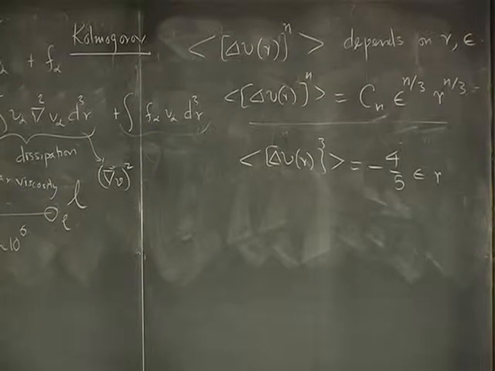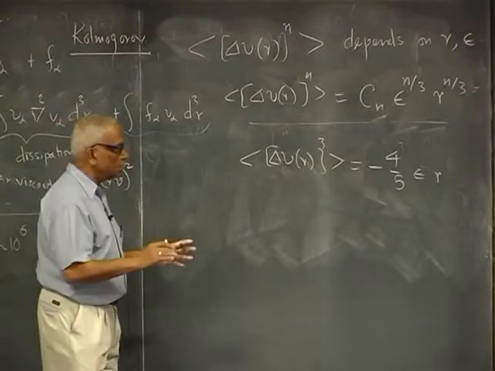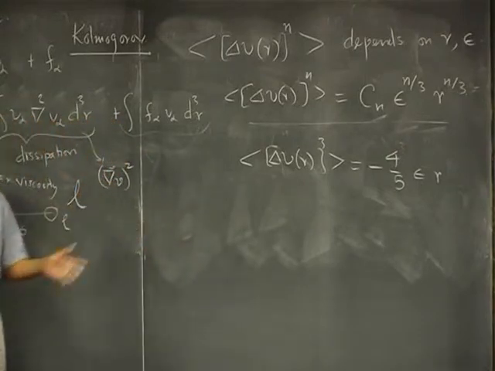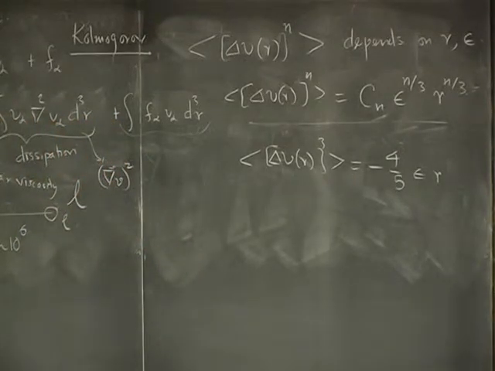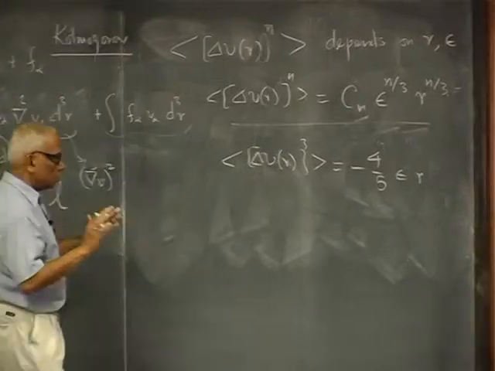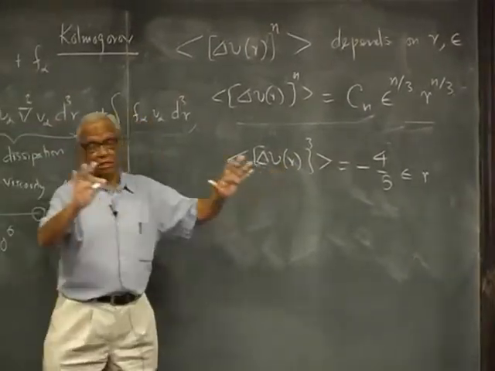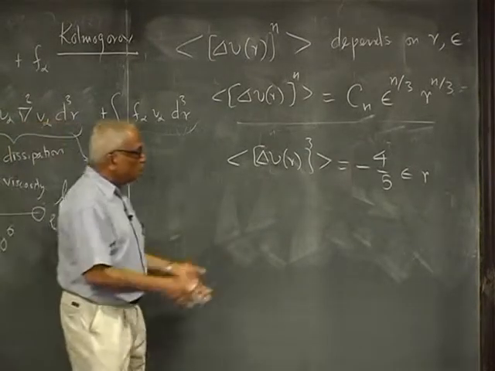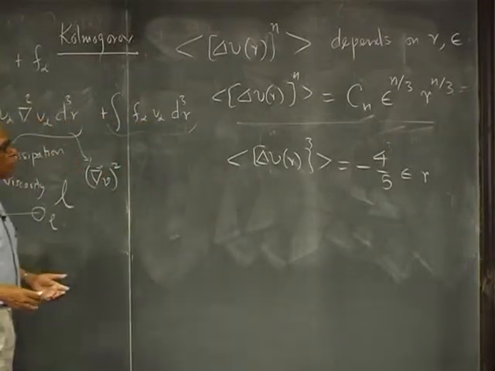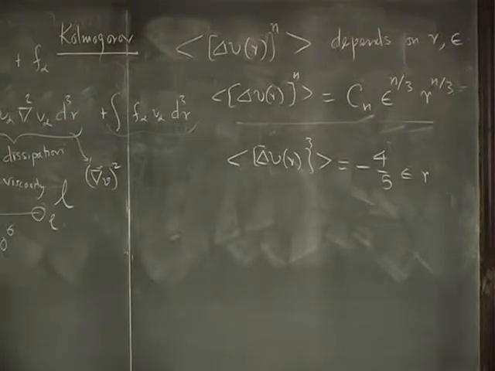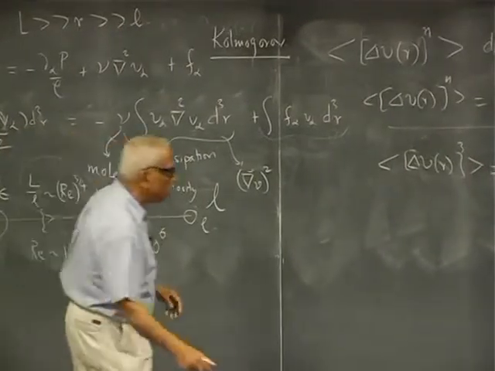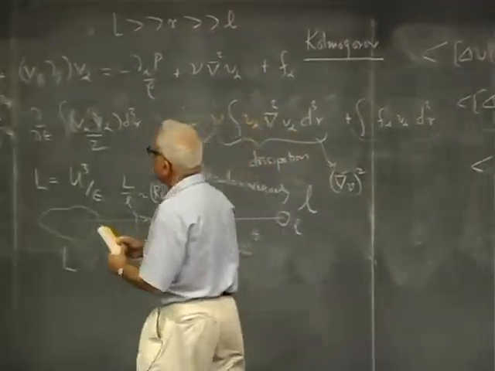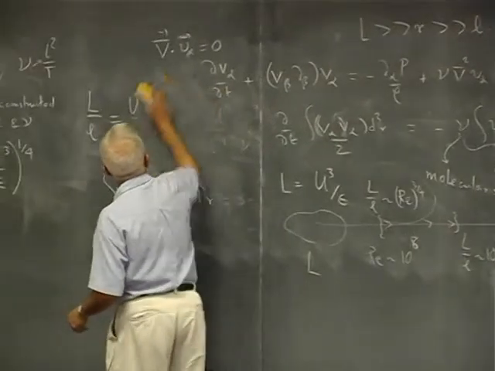Therefore it's worth actually doing it, which I will tomorrow, provided I can see my way through doing it in, let's say, half an hour or less. That's something that one should see once in one's life. So this is the so-called Kolmogorov's 4/5 law. But what is more famous is Kolmogorov's 5/3 law. Where does the 5/3 law come from?